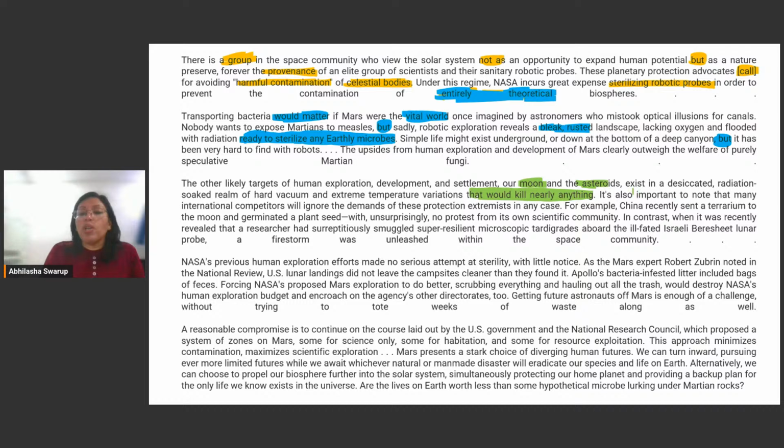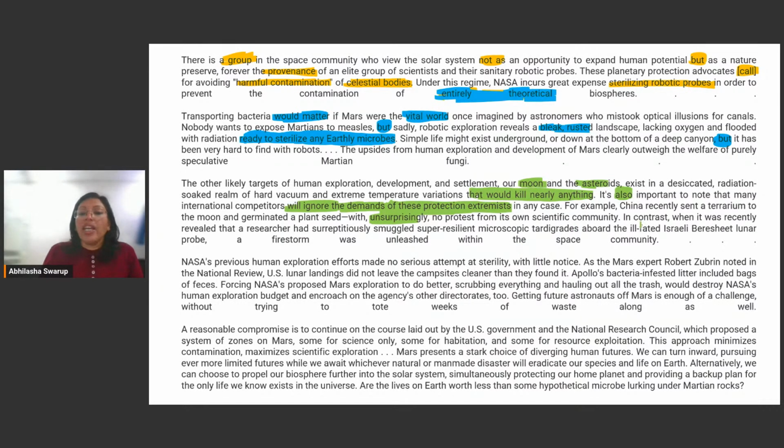It's also important to note that many international competitors will anyway ignore the demands of these protection extremists. So they're not going to bother about these people who are shouting away to glory. Oh, please save the outer space creatures. For example, China recently sent a terrarium to the moon and germinated a plant seed with, unsurprisingly, no protest from its own scientific community. They're not protesting at all.